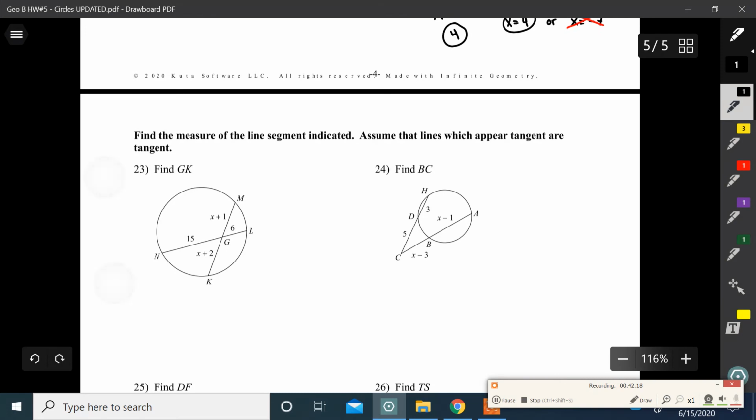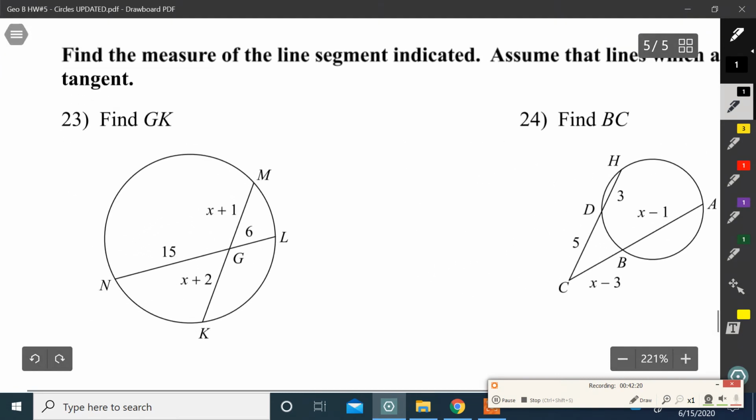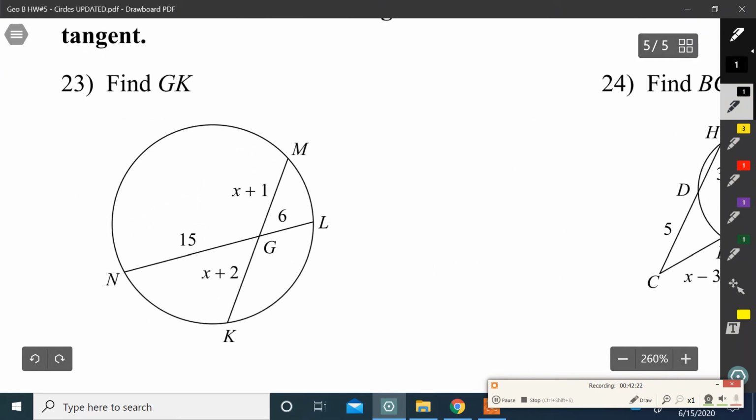Okay, let's make it a little bit more difficult. We are now finding the measurement of JK, so this segment from here to here. It's the same process, really. All we're doing extra is that after we find x, we have to plug x into there, and that gives us the answer. But it's technically the same process, okay?